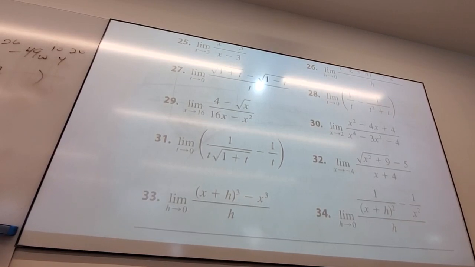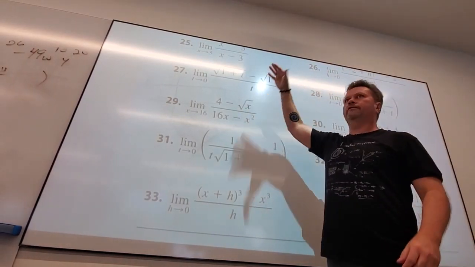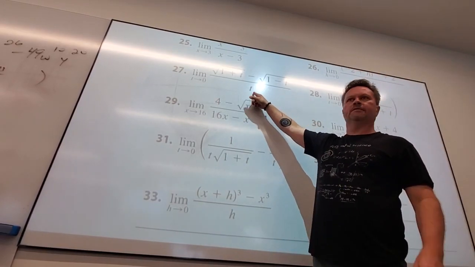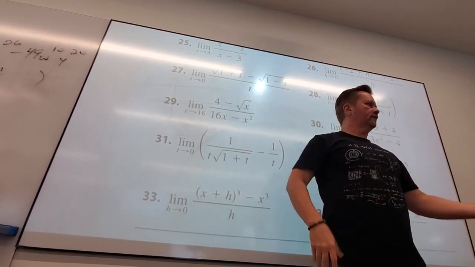Never distribute. When you're using the conjugate for evaluating limits, don't distribute the t on the bottom, because then you kind of lose the narrative there. You lose the story. You want what to happen to this t? You want it to die. You want it to cancel.